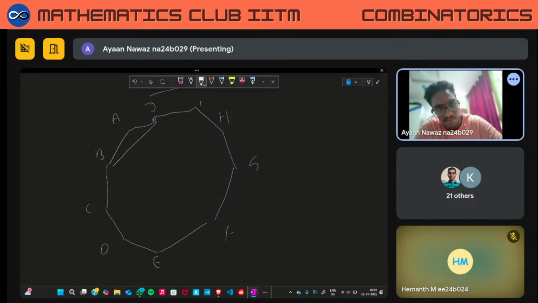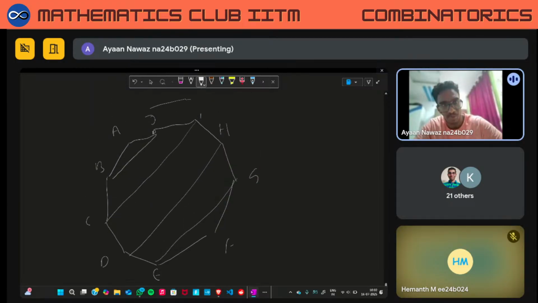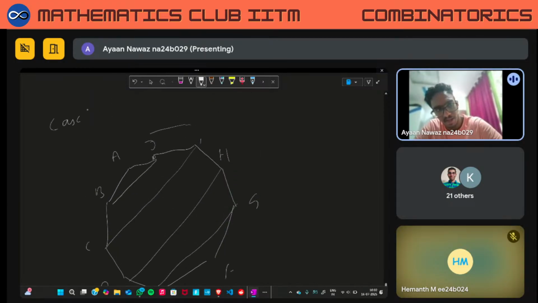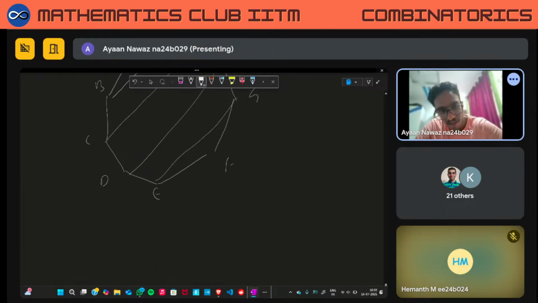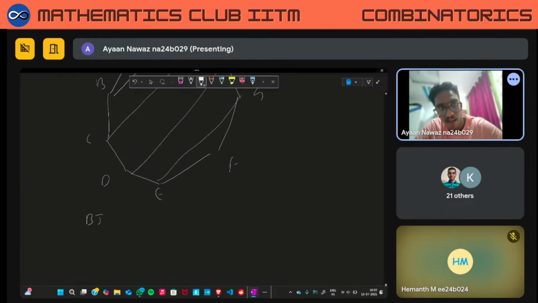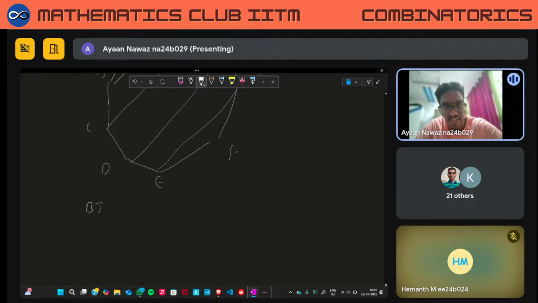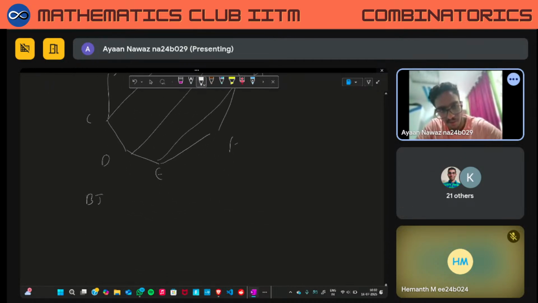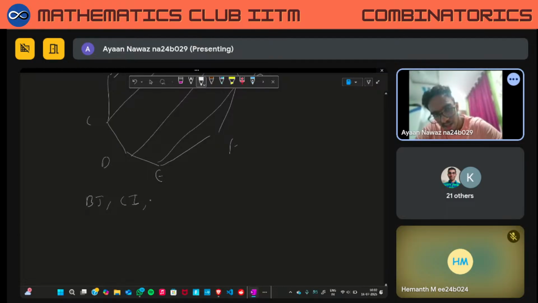BJ is one parallel diagonal. CI is one more. HD is one more. GE is one more, right? So this is case one. There are two cases. Keep in mind, this will be case one. Here the parallel diagonals are BJ, CI, DH, and EG. There are four pairs of parallel diagonals.